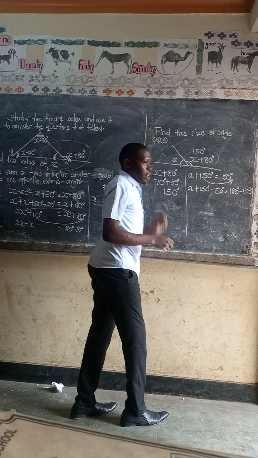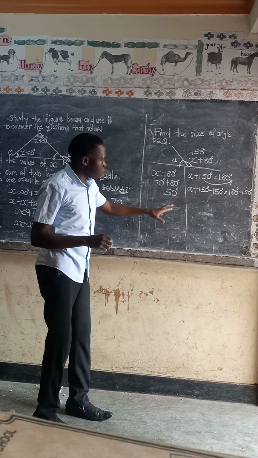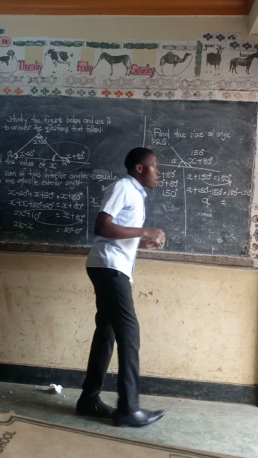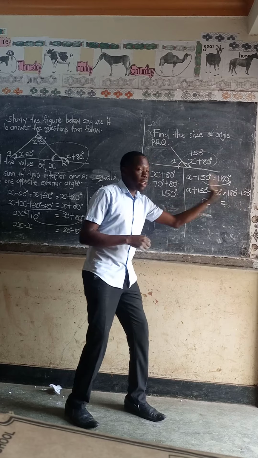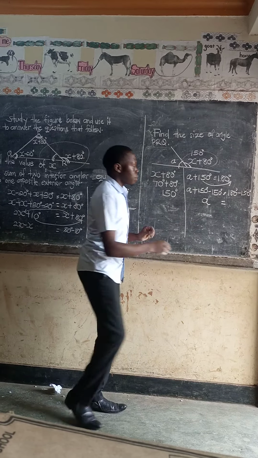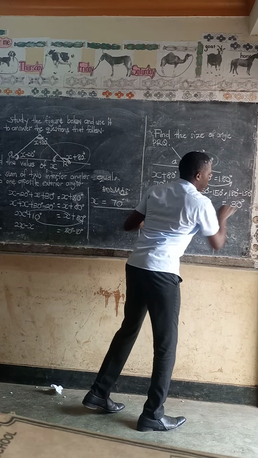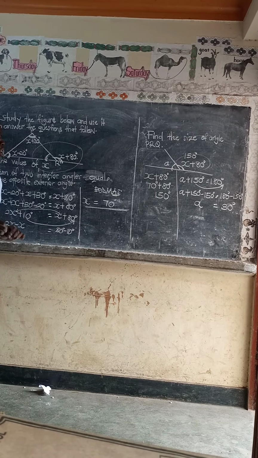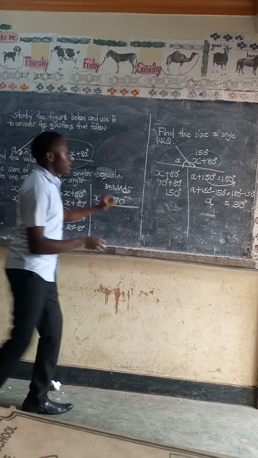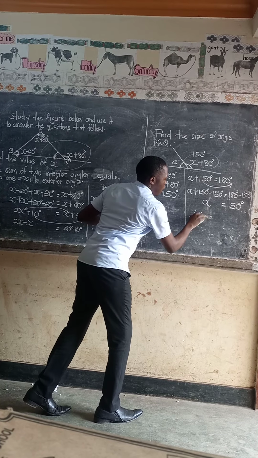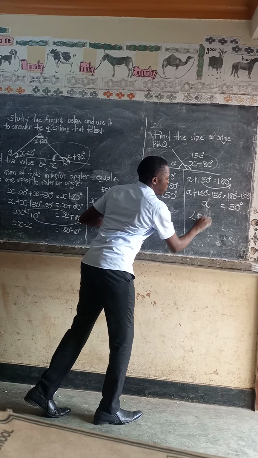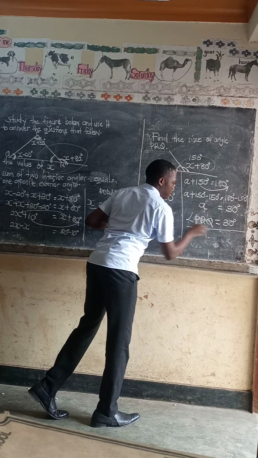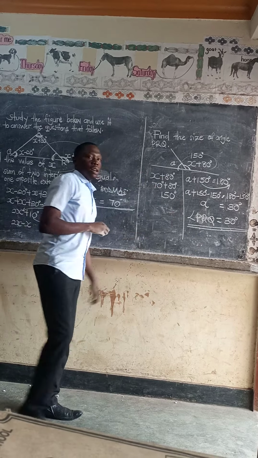150 minus 150 will leave us with nothing. So we are left with A. So we have there A is equal to, when we subtract 150 from 180, we get 30 degrees. But remember, we were not given A. We have just formulated it. So come back and say angle PRQ is equal to 30 degrees. And that is our answer.